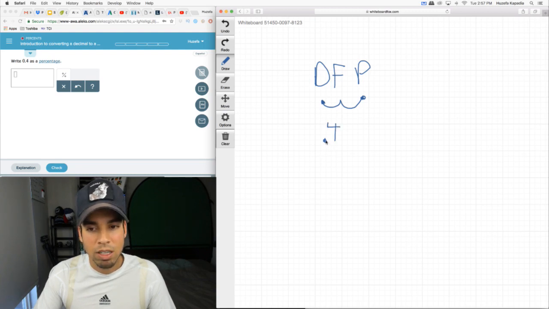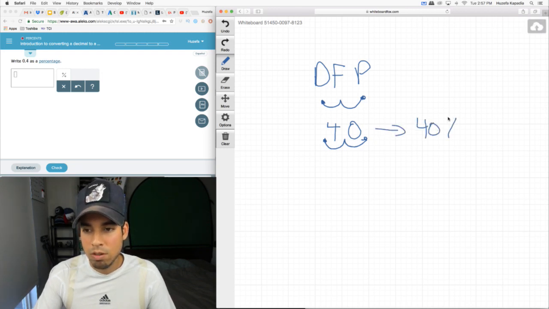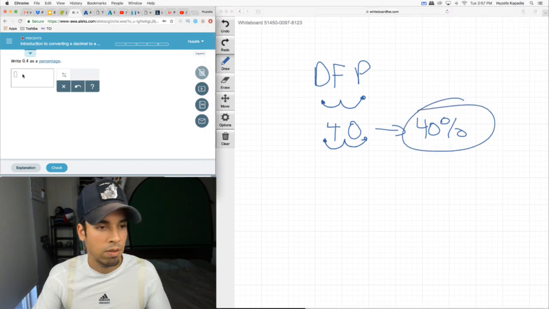Because it's the same as here. We've got 0.4 as a decimal and want to bring it to a percentage. That means we just move the decimal once, twice. Fill in a 0 for that empty space, which means that 0.4 equals 40%.